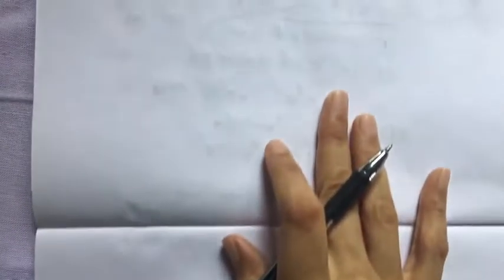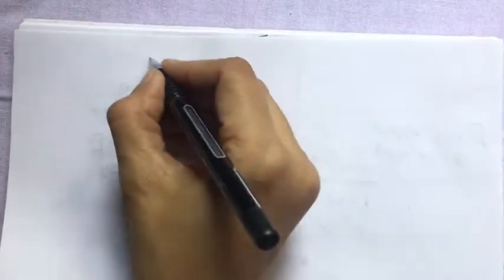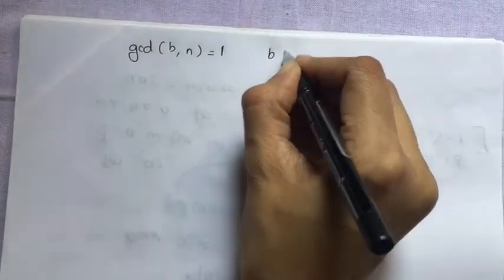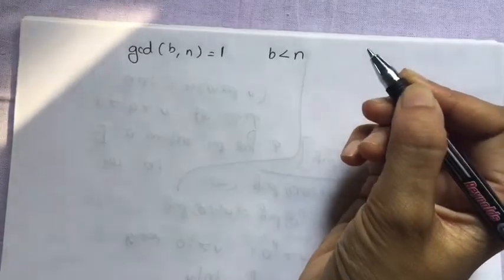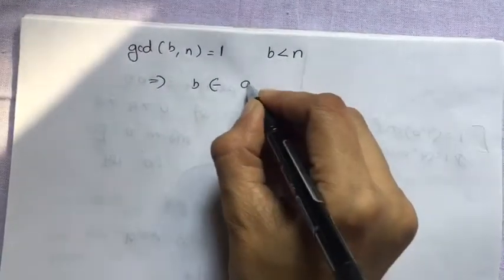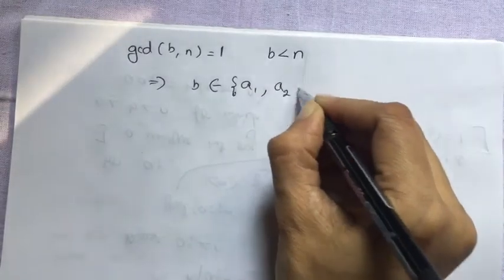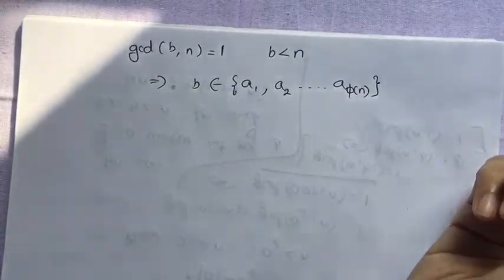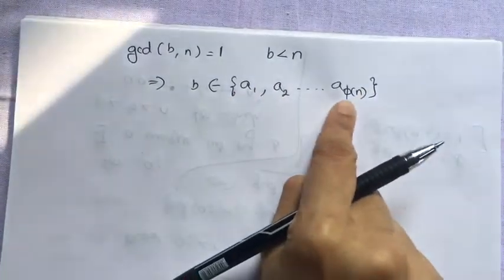Now because it's given GCD of ai, n is 1 and GCD of a·ai, n is equal to 1, I can write GCD of b, n is also 1, and I know that b is less than n. Therefore, this b belongs to the set a1, a2, up to a phi of n. b must be one of the integers among these.